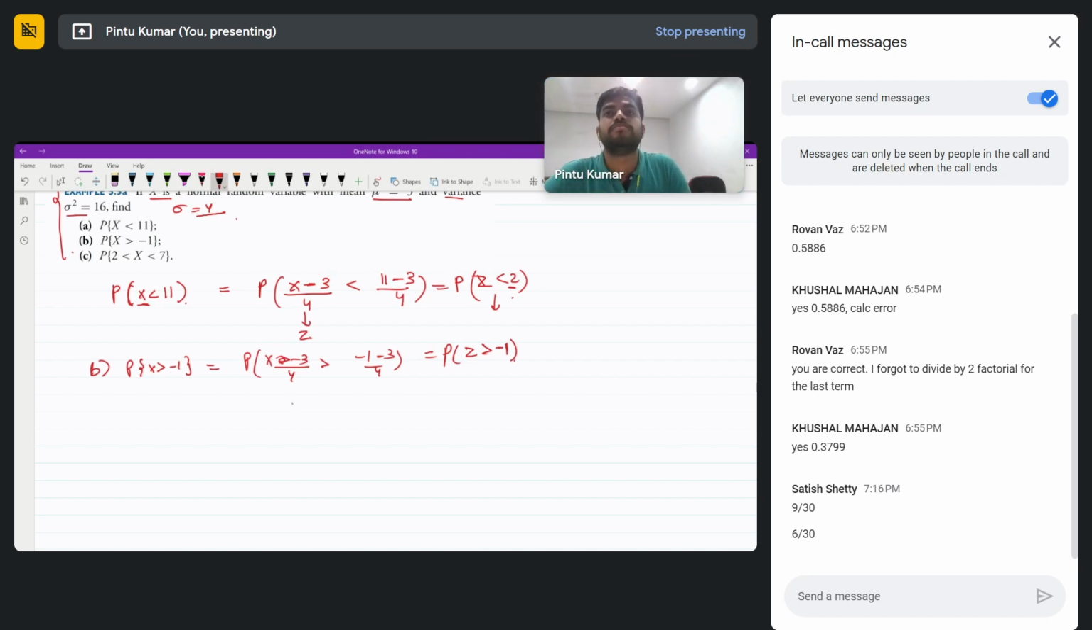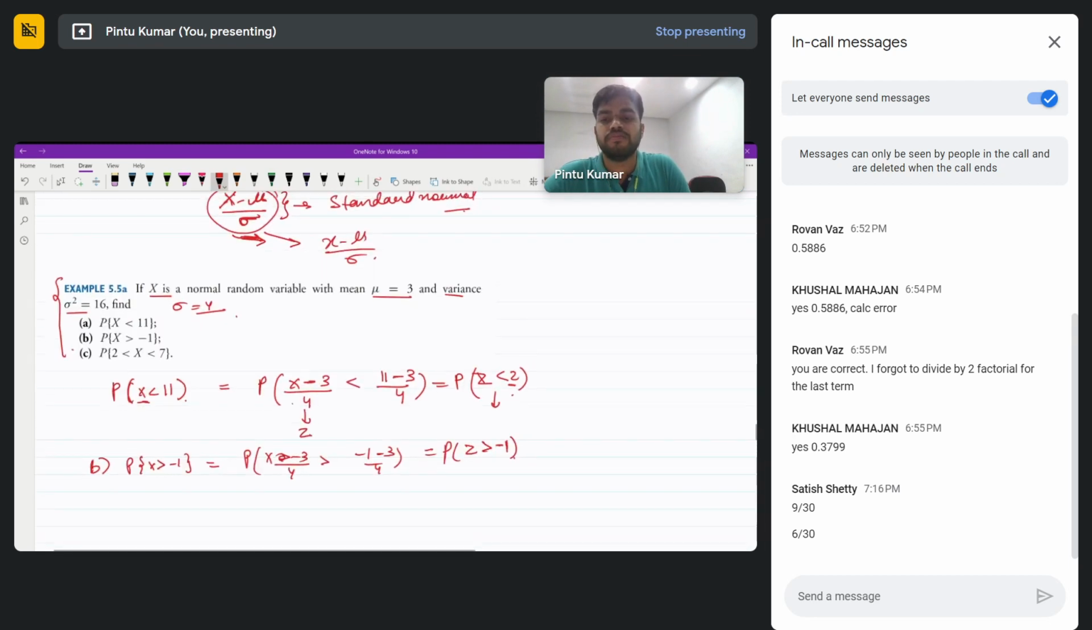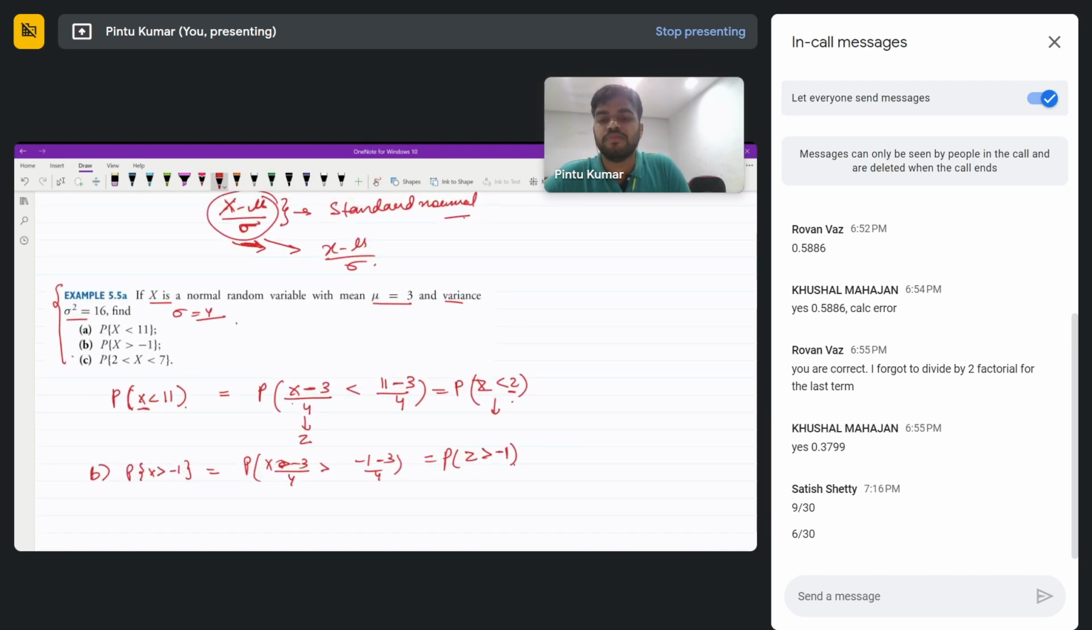Can you tell me the first one? Equal to the probability of what, less than? This one. First one, the last column. Equal to what? Less than 2, something you wrote. Z, you are writing. Z is used to denote your standard normal distribution. Oh, okay. I forgot to mention.